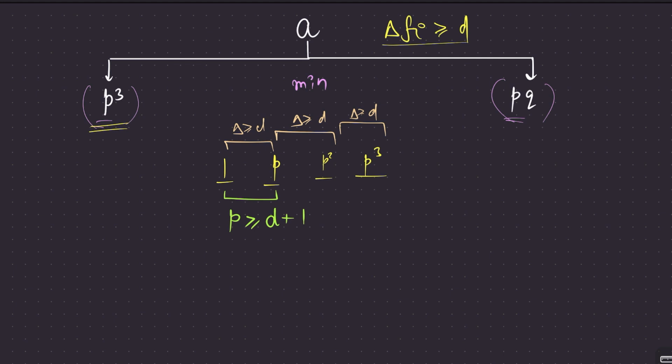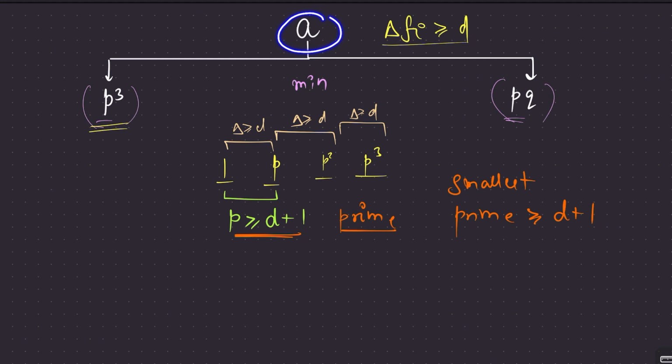Okay. What do you know about P? This P is prime, right? P is prime, and P is greater than or equal to D plus 1. My question to you is, can you find the smallest prime greater than or equal to D plus 1? Why the smallest prime greater than or equal to D plus 1? Because you want this A to be as small as possible, right?